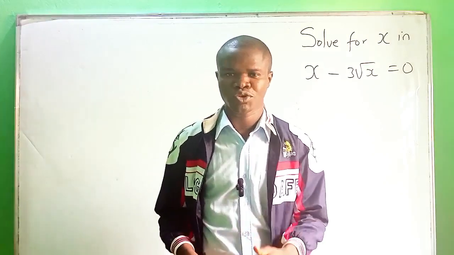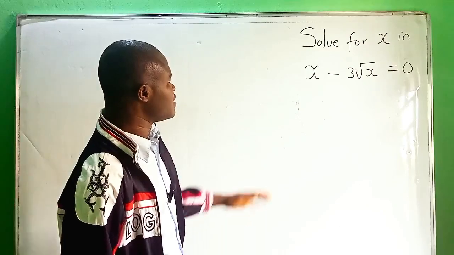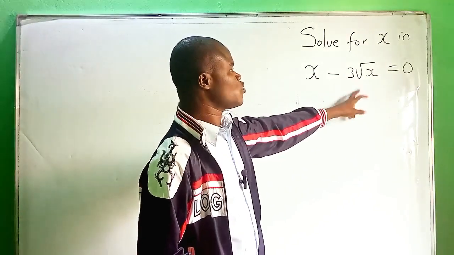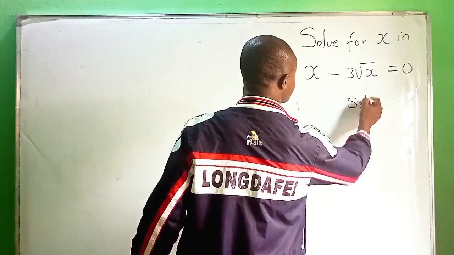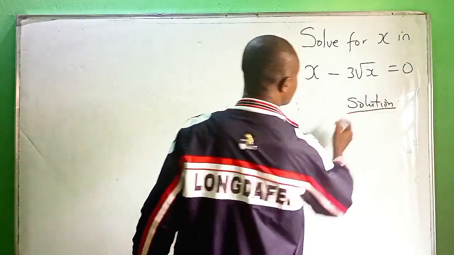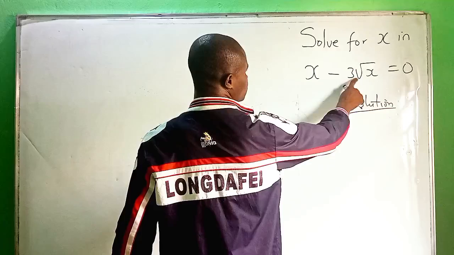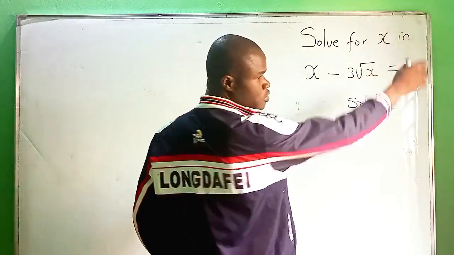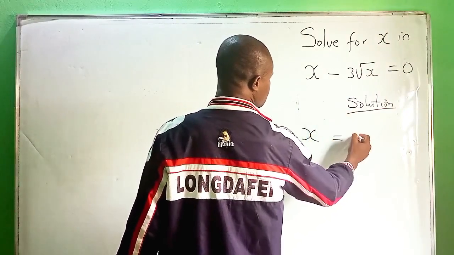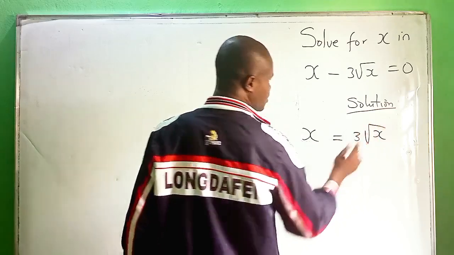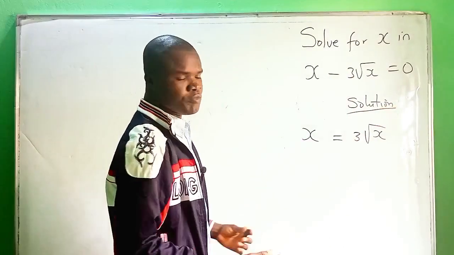So in this lesson, I want to show you how to solve questions like this. In this question, we are given: solve for x in x minus 3 square root of x equal to 0. So, solution. The first thing you are expected to do is to cross this minus 3 square root of x to the other side. We will now have x is equal to 3 square root of x, because this is minus. When it crosses the equal sign, it becomes plus.